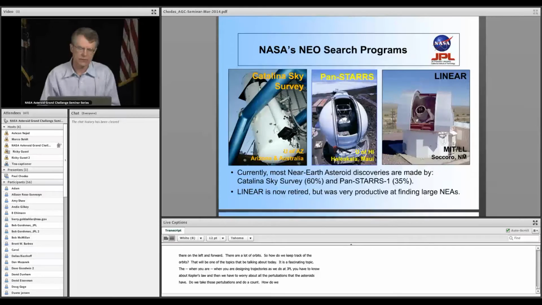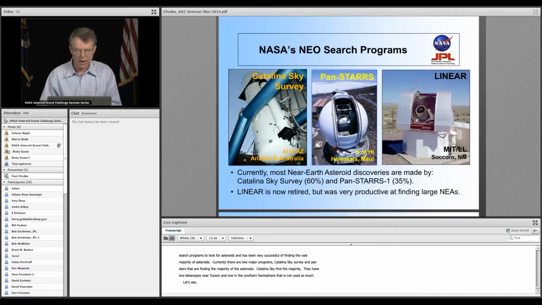How do we find asteroids? NASA funds search programs to look for asteroids and has been very successful at finding the vast majority of asteroids. Currently, there are two major programs, those are the two on the left, Catalina Sky Survey and Pan-STARRS, that are finding the majority of the asteroids. Catalina Sky Survey, in fact, finds about 60% currently. They are the major player in this program. They have two telescopes near Tucson, and one in the southern hemisphere that is not used as much. The two in Tucson are about a 0.7 meter telescope and a 1.5 meter telescope.